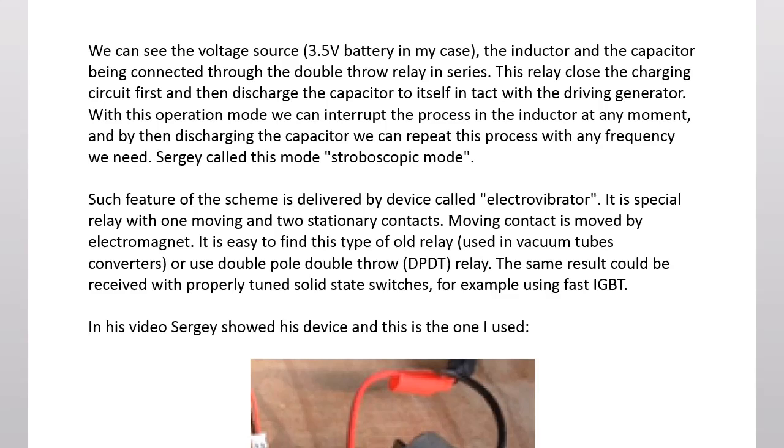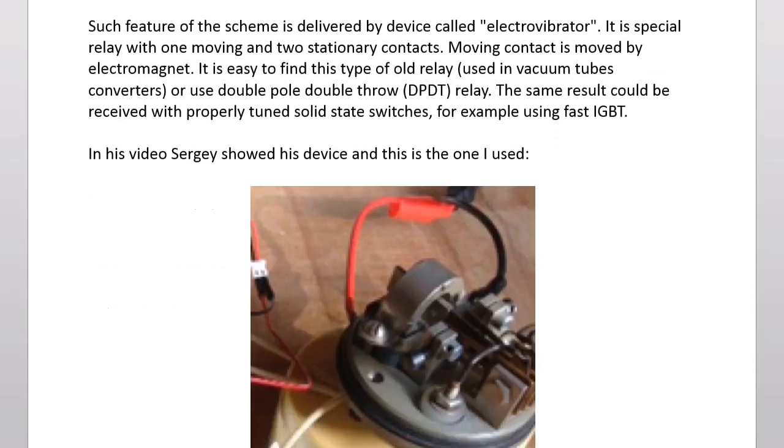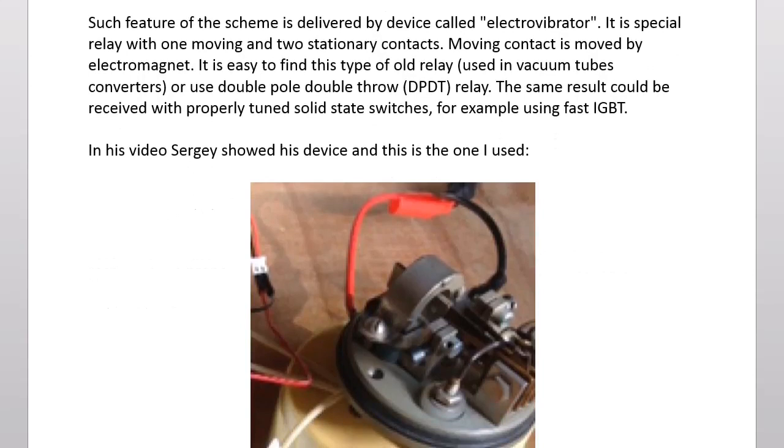Such a feature of the scheme is delivered by a device called an electrovibrator. It is a special relay with one moving and two stationary contacts. The moving contact is moved by an electromagnet. It's easy to find this type of old relay used in vacuum tube converters, or use a double-pole, double-throw relay. The same result could be achieved with properly tuned solid-state switches, for example using a fast IGBT.